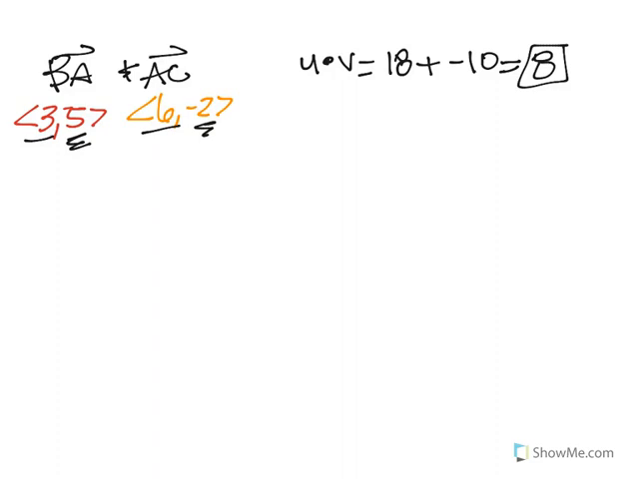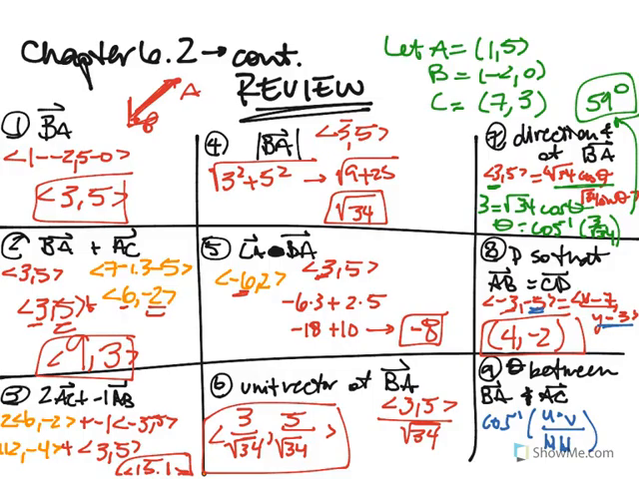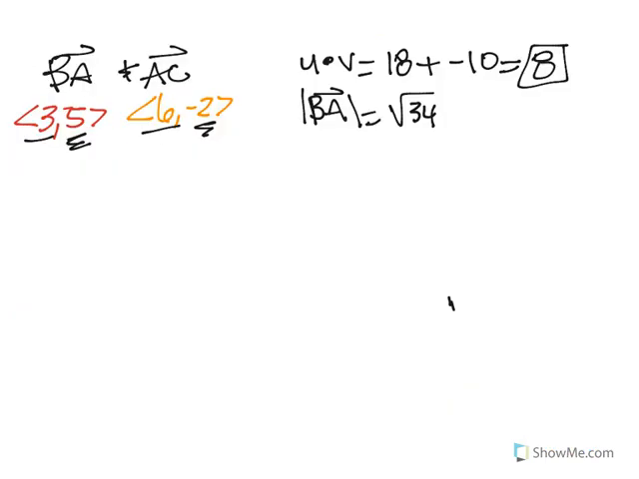Now I have to do the magnitude of both of these. So magnitude of BA, I believe that's on my other page, right? Root 34. Let's go back and check. Yep, root 34. But I haven't done my magnitude for AC, so let's do that very quickly.